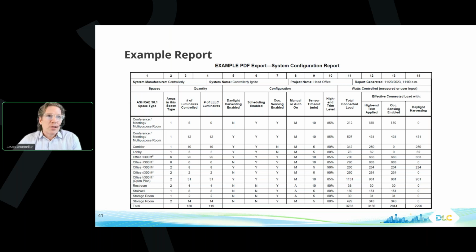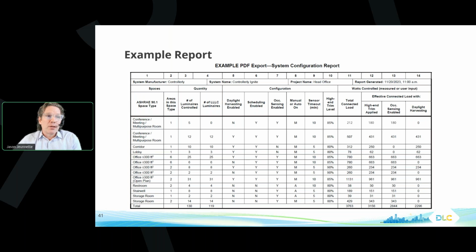So the way this works in an actual installation is, in this particular installation, there is a conference room. That conference room has 5 luminaires, none of which have sensors on board, that do not have daylight harvesting enabled. They do have scheduling enabled, they have occupancy sensing enabled, they have a manual on with a timeout of 10 minutes and a high-end trim of 85%. Those 5 luminaires together pull 212 watts, or 180 watts approximately after high-end trim is applied.